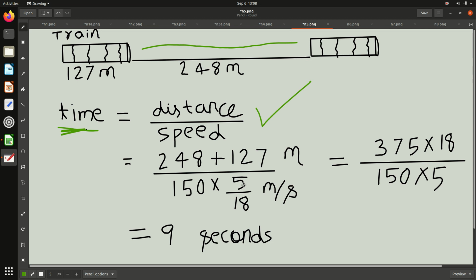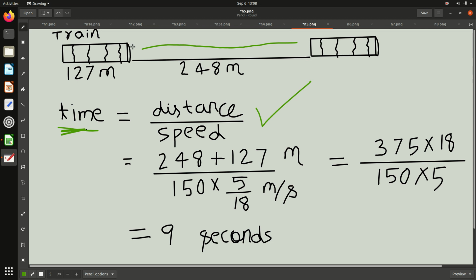But there is one thing you have to remember. This question is very tricky. Although information is small, we have to just find speed and distance, but one thing we have to keep in mind, that many of you might be thinking the distance will be 248 meter, but this is not correct. The distance traveled by this train is not 248. So what is the distance? This is not 248.